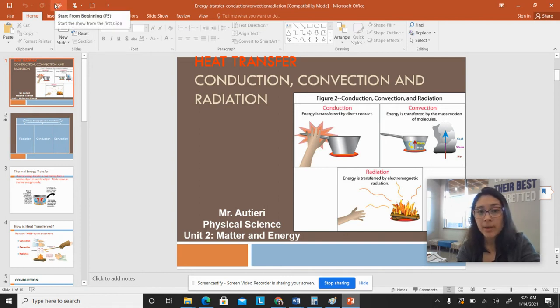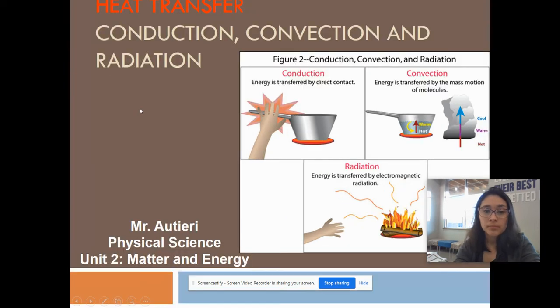So again, you're only writing what's in red, and we are going to learn the differences between conduction, convection, and radiation. So your title is going to be heat transfer. That's your title for your notes today. We're going to be talking about the different ways that heat is transferred. And those ways are called conduction, convection, and radiation. And of course, if you need to pause the video while you're watching it to write these things down, please do so.